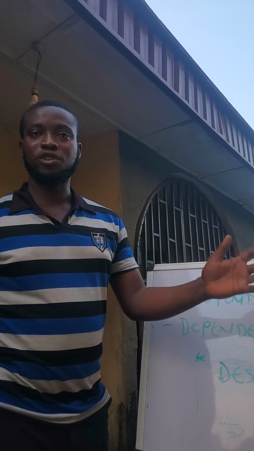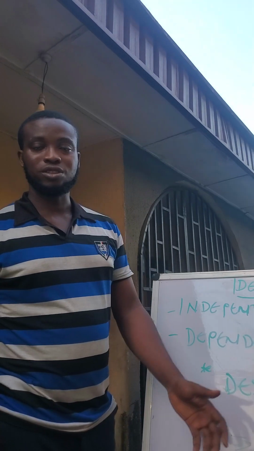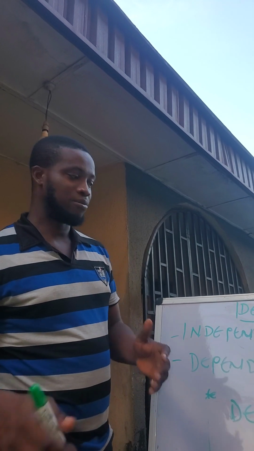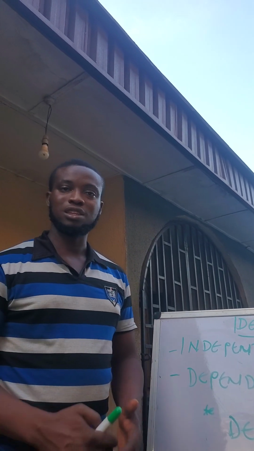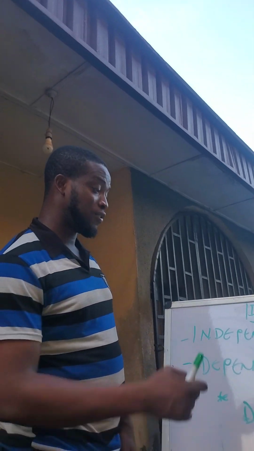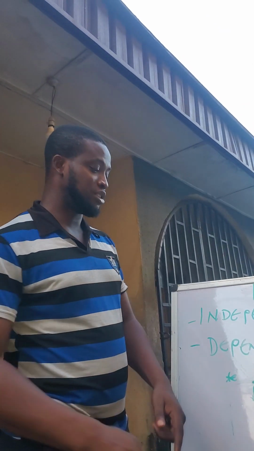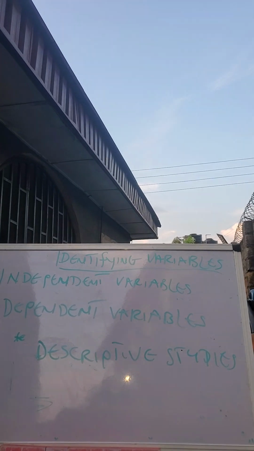We have various types of studies: the descriptive studies, the meta study, correlational studies. It is easier to find the independent and dependent variables in correlational studies, experimental studies, and causal studies, those studies that look at cause and effect. But finding independent variables in descriptive studies is very, very difficult.